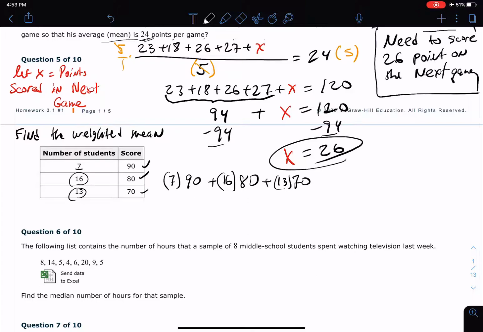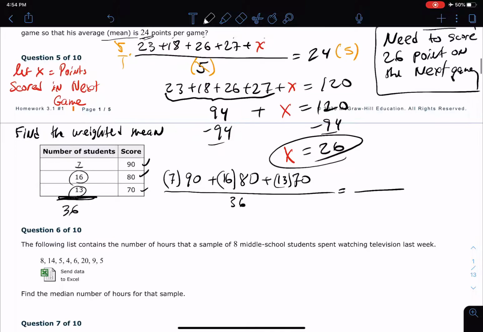Okay, all that needs to be divided by the weights, and when you add up the number of students, that ends up being 36. So that's divided by 36. When we multiply and then sum them all up, we get 2,820 divided by 36. This will give us an approximate answer of 78 with a repeating 3.